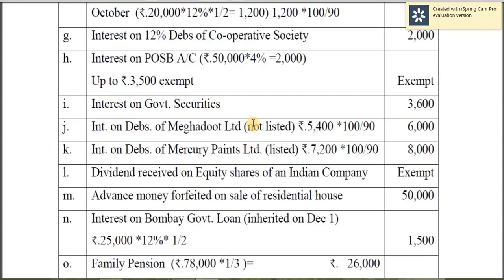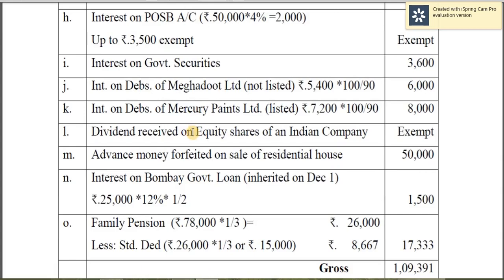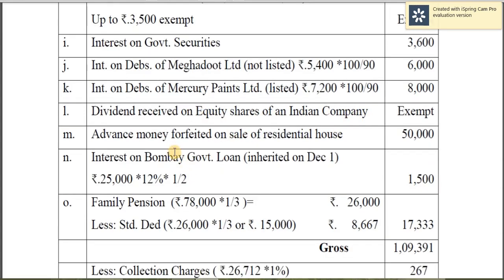Interest on government securities, as it is no TDS, 3,600. Interest on debentures of Nayak Limited, less tax commercial security, so amount is given, so cross it up. So interest on debentures of Mercury Paints Limited listed, so amount is given, less tax commercial security, cross it up. Then dividend received on equity shares is exempt up to 10 lakh. Advance money forfeited on sale of residential house, that is taxable.